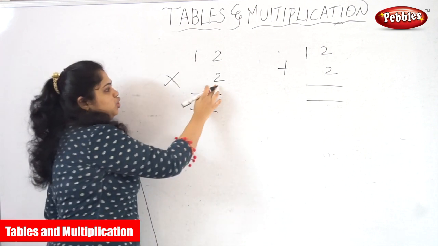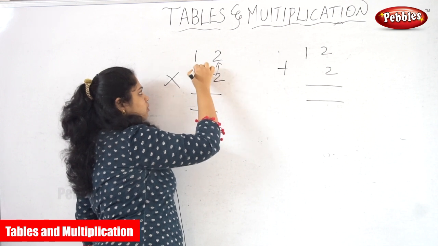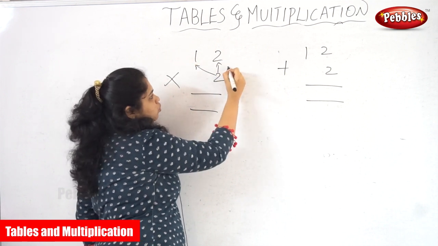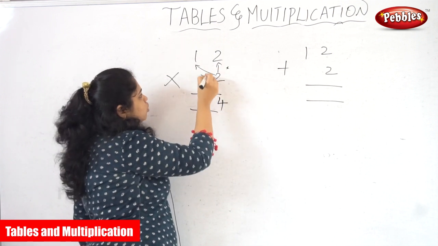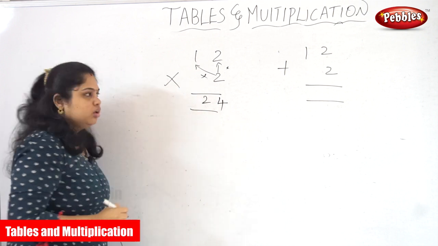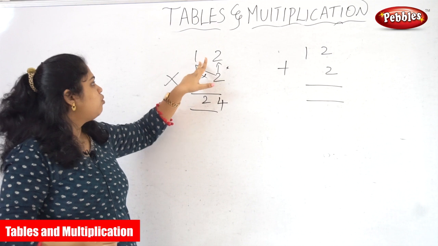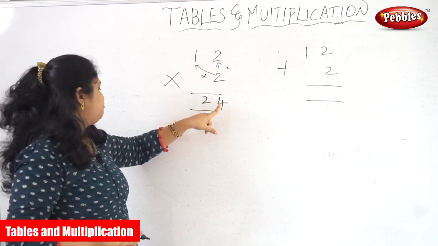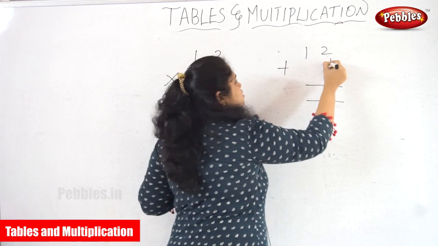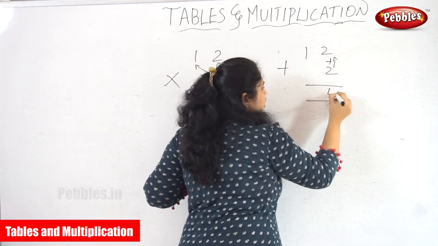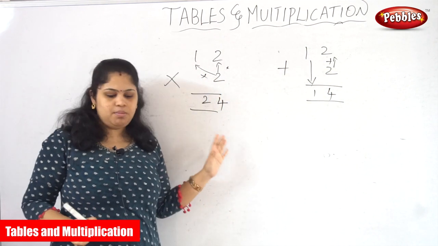Here the 2 should be multiplied with both numbers. 2 into 2 is 4, and 2 into 1 is 2. This number should be multiplied by both numbers: 2 into 2 is 4 and 2 into 1 is 2. In addition, 2 plus 2 is 4 and the 1 is written here. This is the main difference.